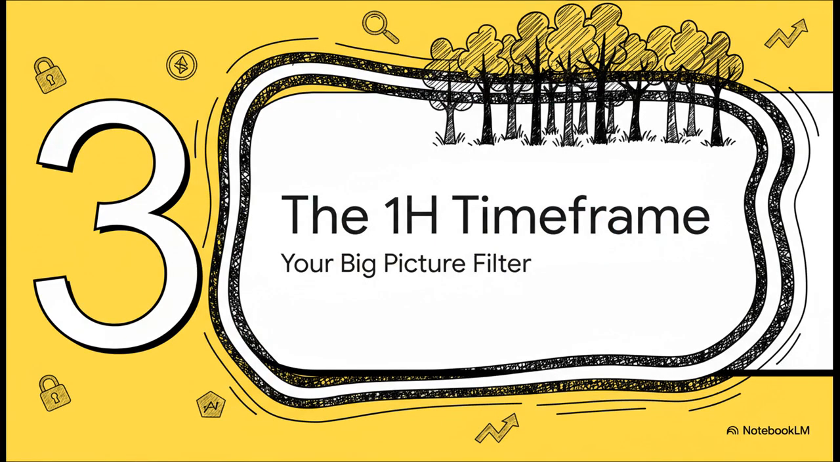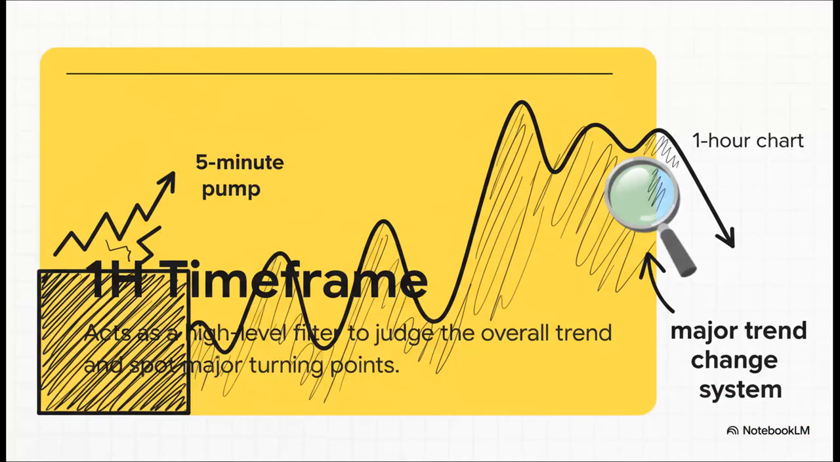Okay, so if the 15-minute is your guide, the 1-hour is your strategic filter. This is the one that keeps you safe. It helps you see the forest for the trees. Its whole purpose is to give you that big picture context. Is that awesome 5-minute pump you just jumped into running straight into a giant wall of sellers? The 1-hour chart is what's going to tell you that. Think of it like your early warning system for danger ahead.